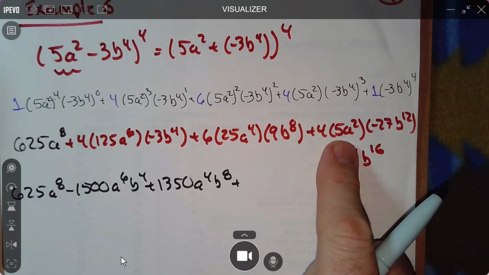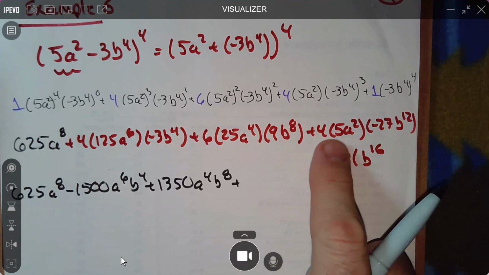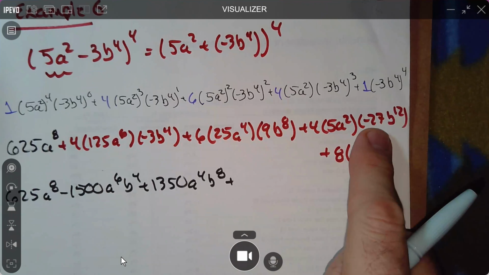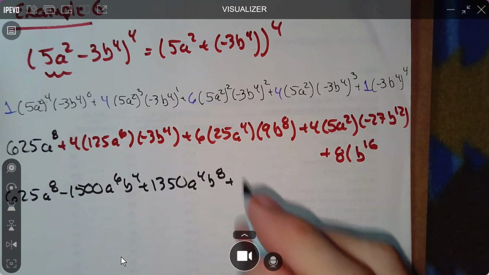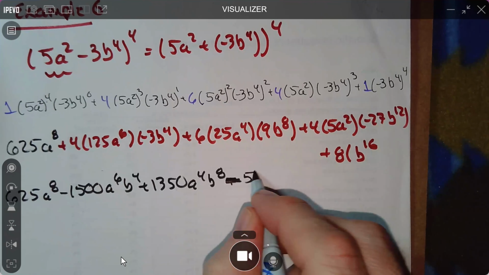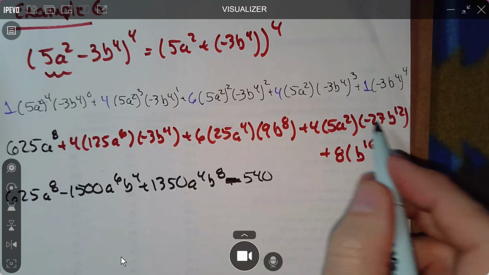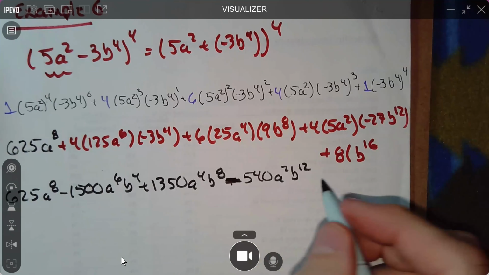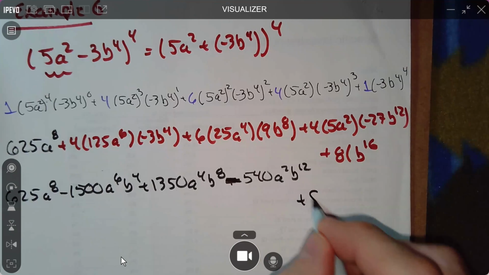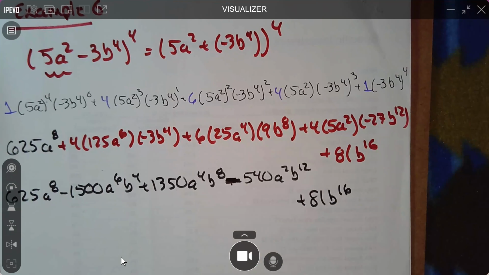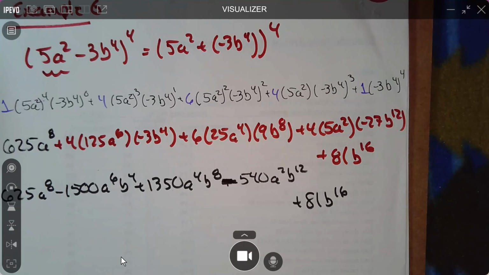2 more terms. 20, 4 times 5 is 20 times negative 27 is negative 540. So I need to make that a minus here. 540. A to the 2nd, b to the 12th. And finally, plus 81, b to the 16th. Nice. And that's it. That's your final answer on that one.